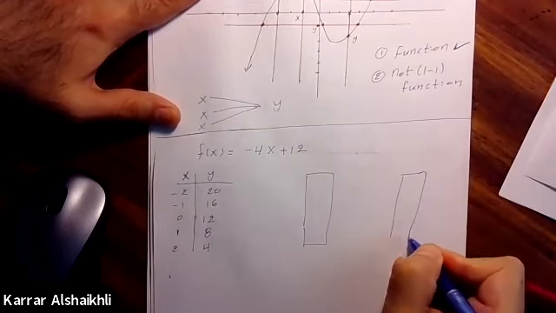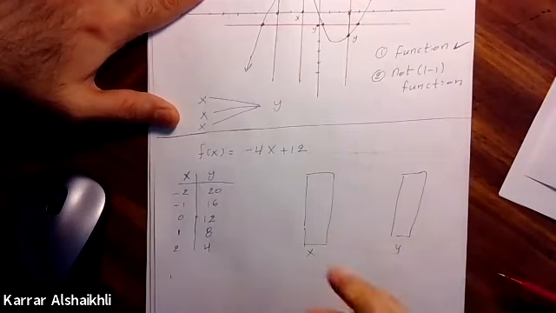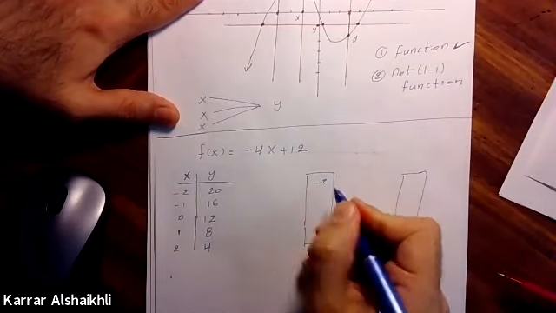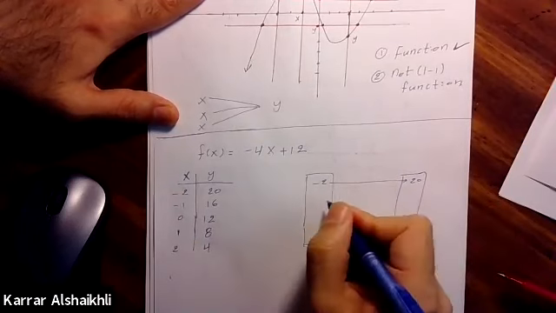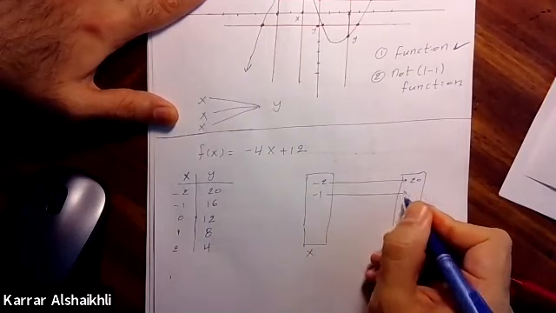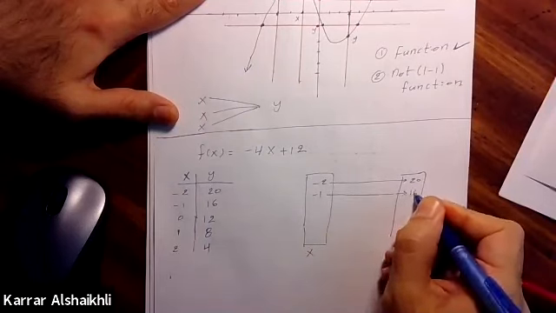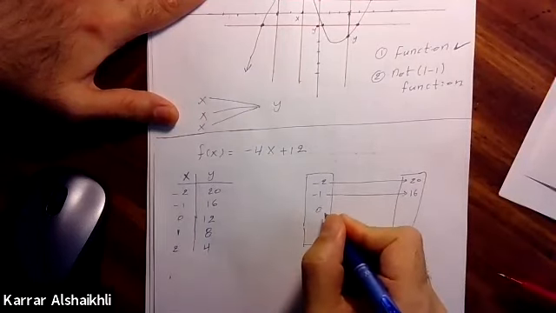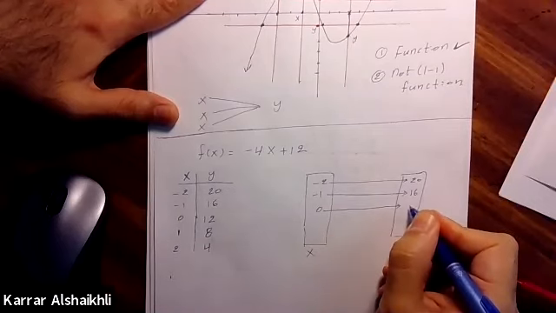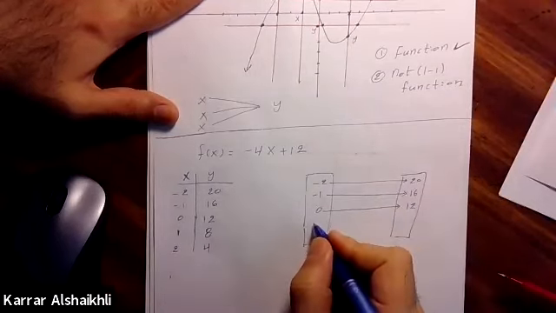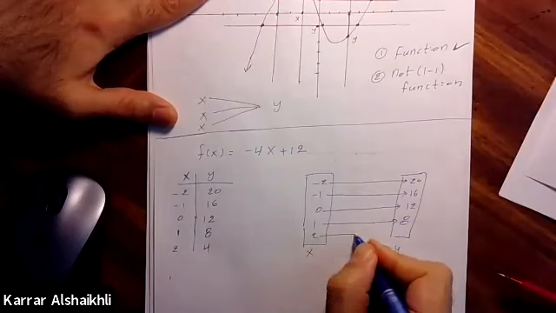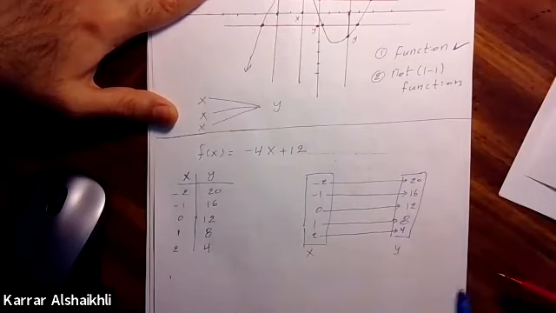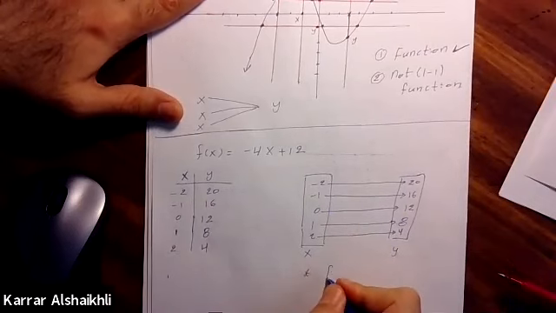You will find x, y: -2 goes to 20. -1 goes to 16. 0 goes to 12. 1 goes to 8, and 2 goes to 4. That means each x goes to 1 y, so the first condition is a function.